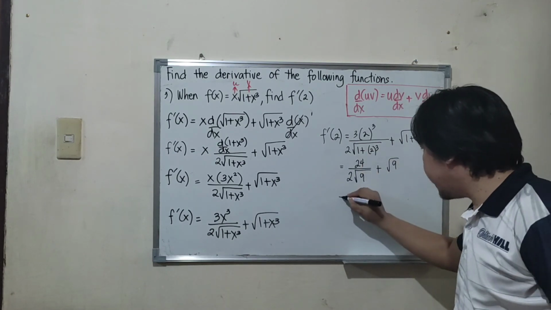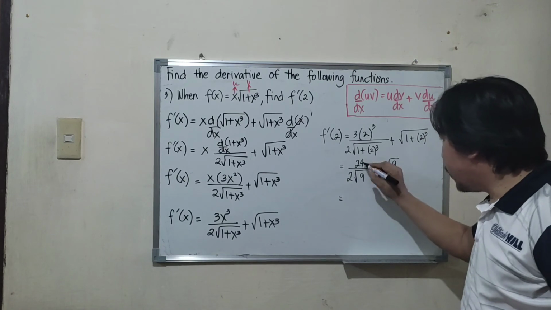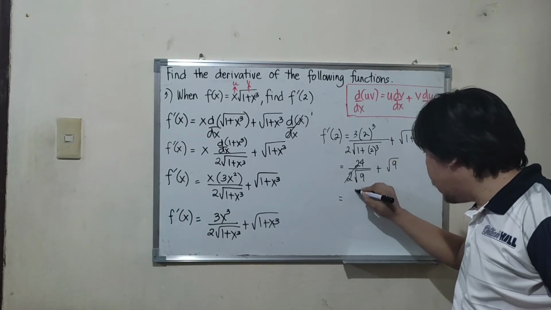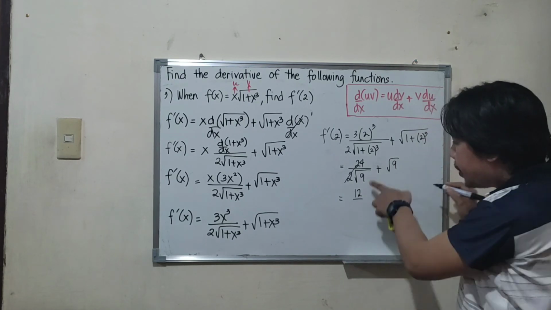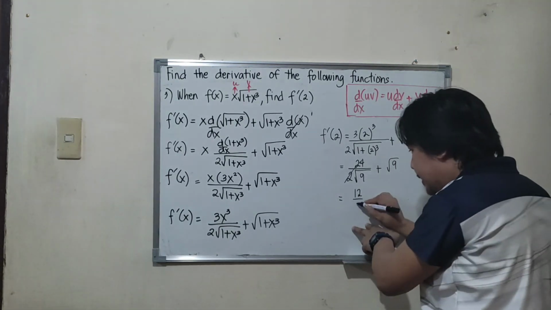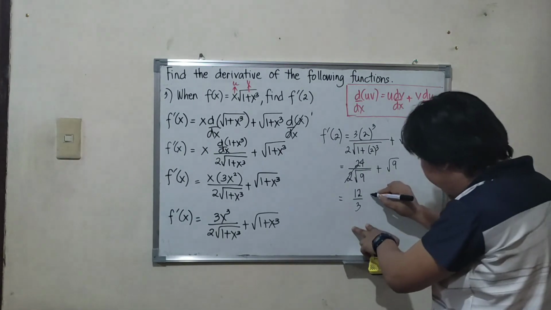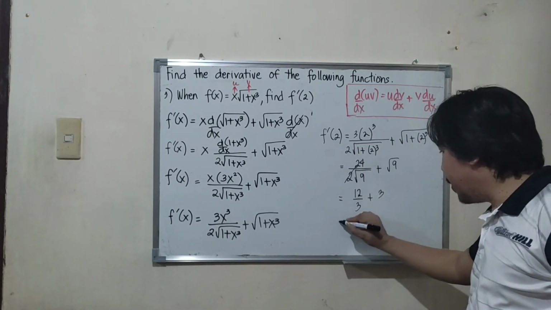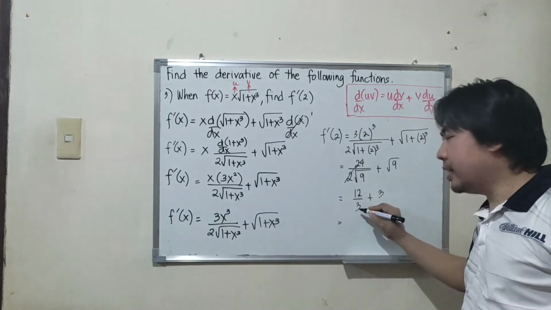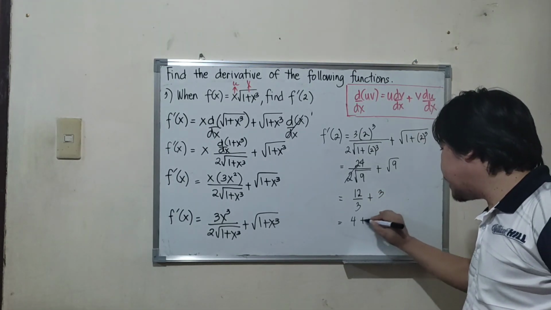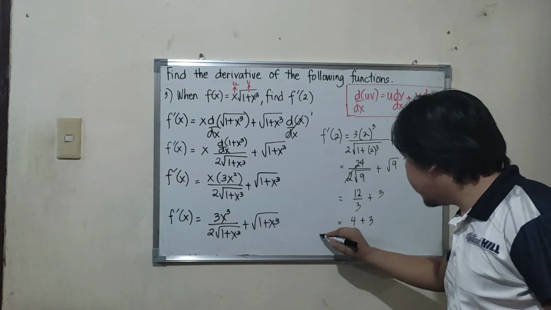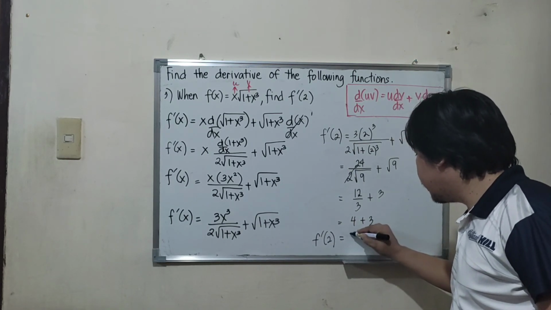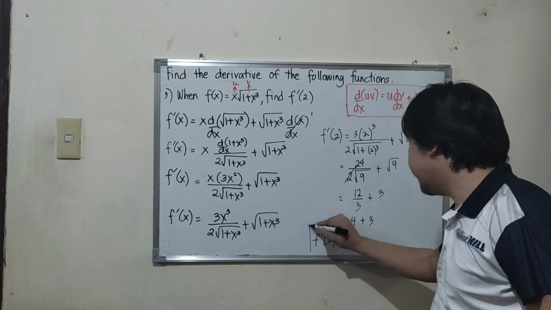So simplify natin. We have 24 divided by 2, so that is equal to 12 over square root of 9, so that is 3. Plus, square root of 9 again is 3. Then we have 12 divided by 3, so that is 4 plus 3. So final answer, f prime of 2 is equal to 7.